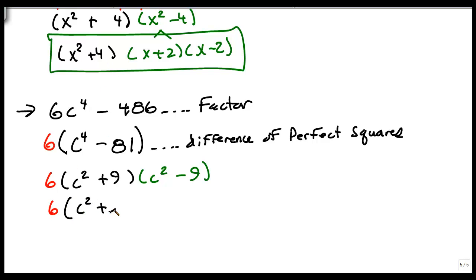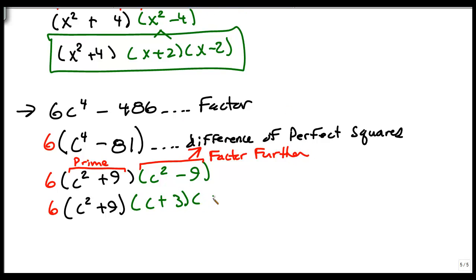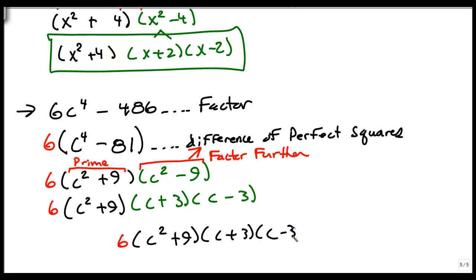Now c squared plus 9 is prime. So this piece right here is prime, so I cannot do any more with it. But this piece is still the difference of perfect squares, same as the one above, so we need to factor further. And this one factors further into c plus 3 times c minus 3. So my final answer here is 6 times c squared plus 9 times c plus 3 times c minus 3.